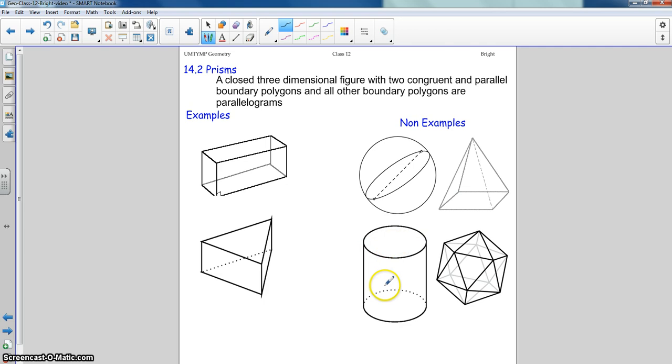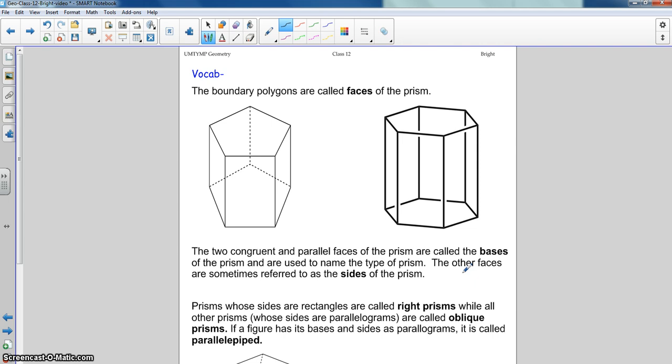Cylinder here, we have two congruent figures. Those figures are not polygons though, so circles, again, we can't identify those to be polygons. And then this last one is called an icosahedron or isocahedron, depending on how you want to pronounce it. All the figures are polygons, they're all congruent, but we don't necessarily have parallel sides.